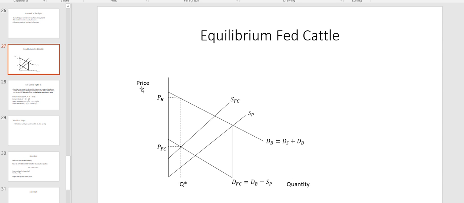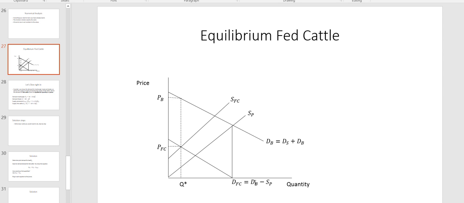Okay, so suppose we have a demand for beef, which is right over here, and then we have a supply of processors. Using these two, that is the demand for beef and the supply of processors, we can determine what the demand for fed cattle is. And how do we know what the demand for fed cattle is? It is simply the difference between the demand for beef minus the supply of processors.